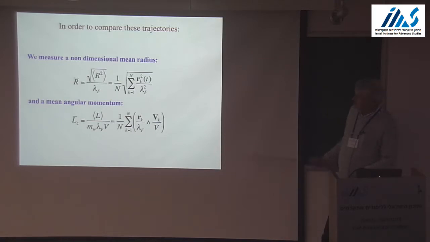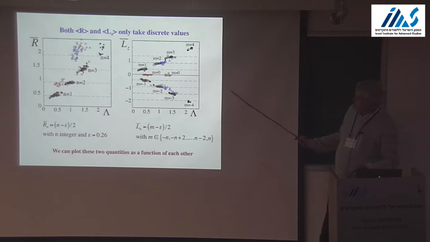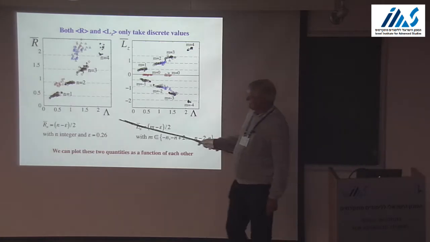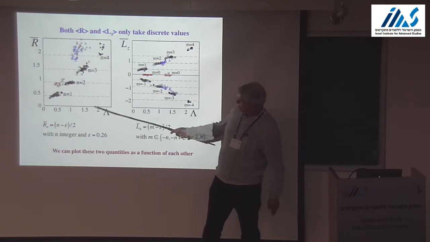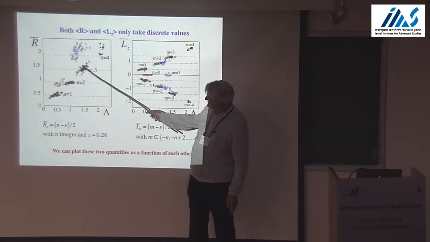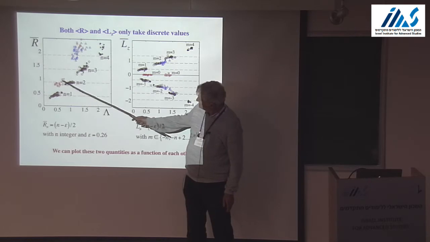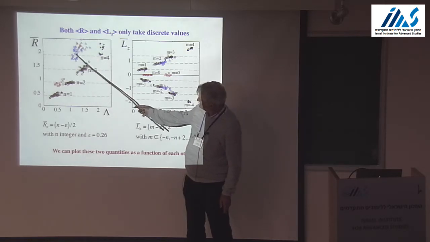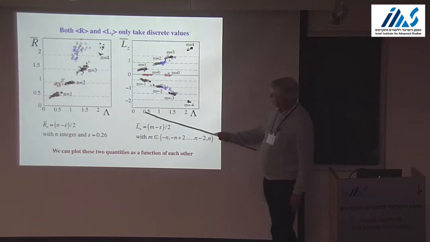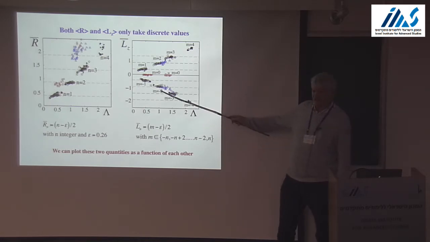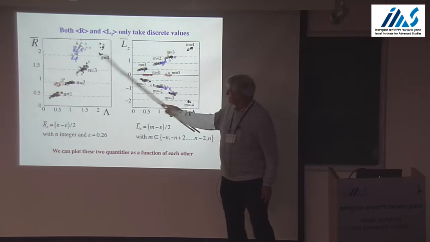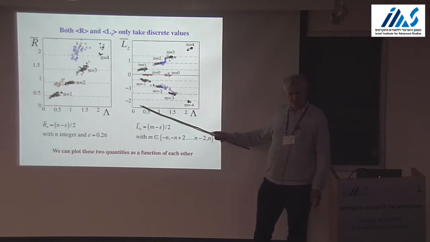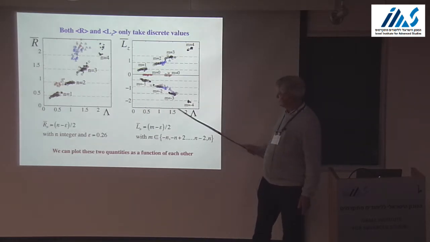Okay, so you do that, and you look at what the possible values are. These are the function of lambda, the width of the potential well, and these are the successive circular orbits. These are the lemniscates, these are trefoils, and this angular momentum as well is quantized.